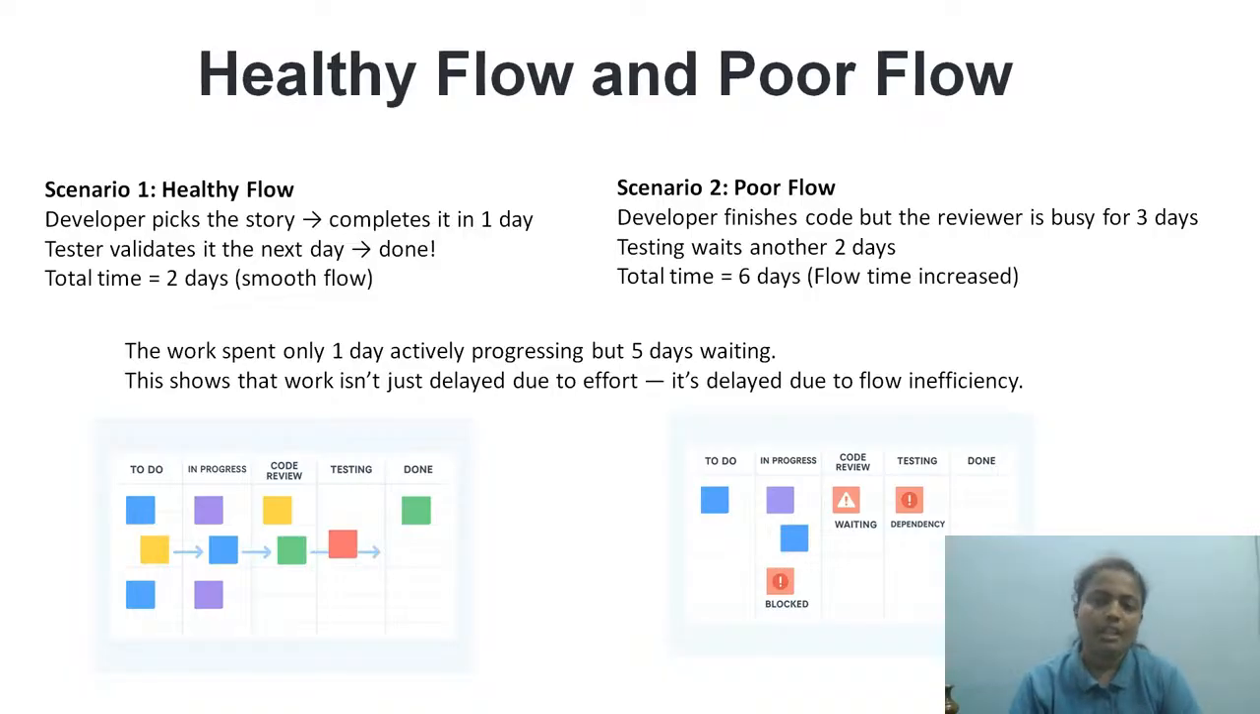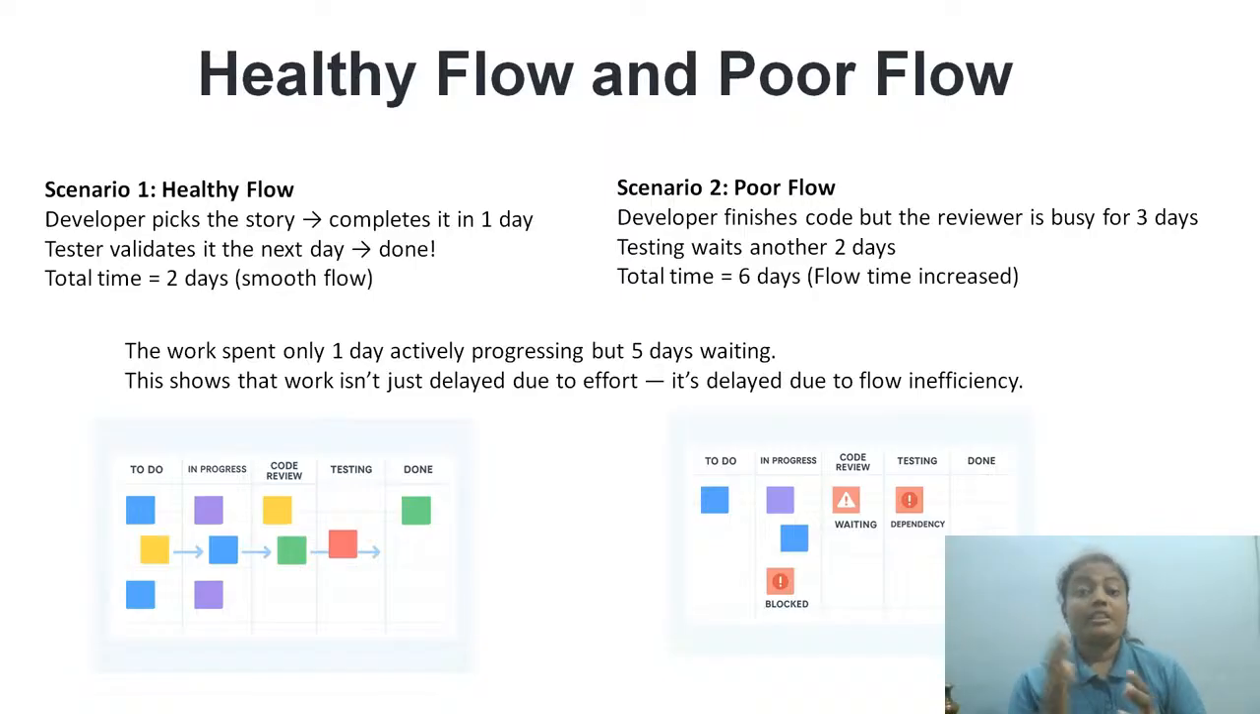Next situation. Developer finishes the code, but the reviewer is very busy. Just to consider for the review, 3 days waiting period. 3 days, the ticket is in the code review, waiting for someone to pick. No one picked up.